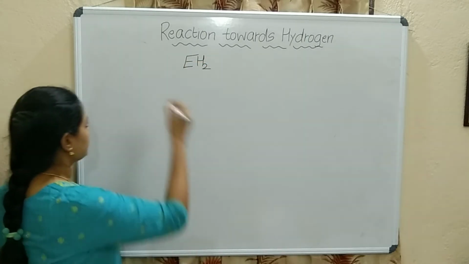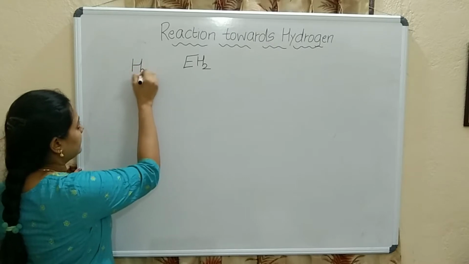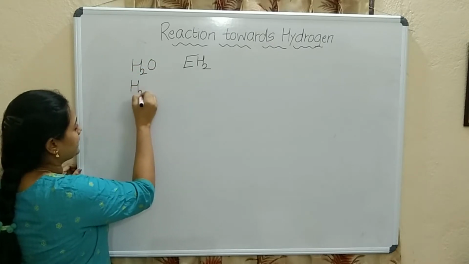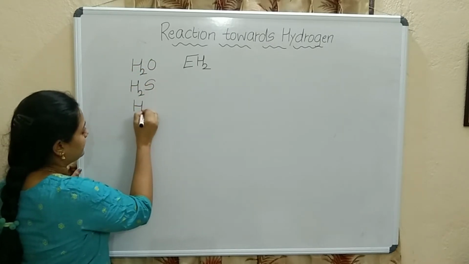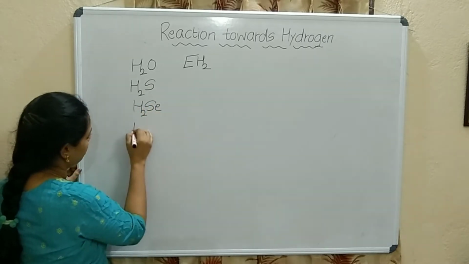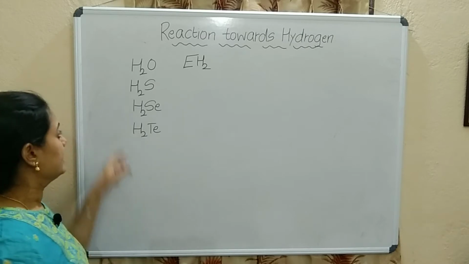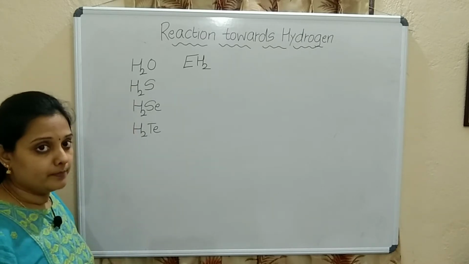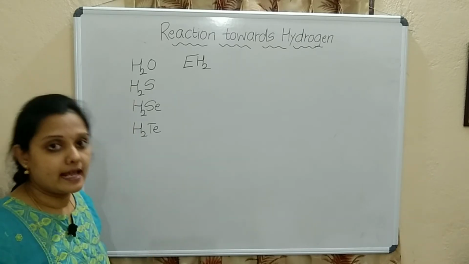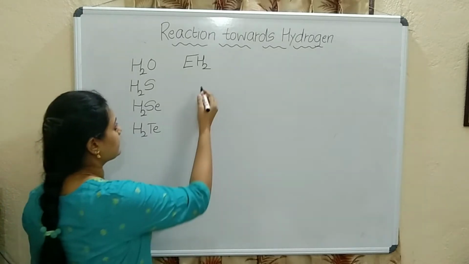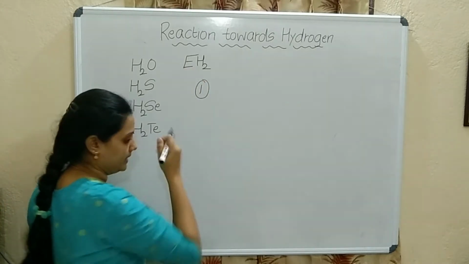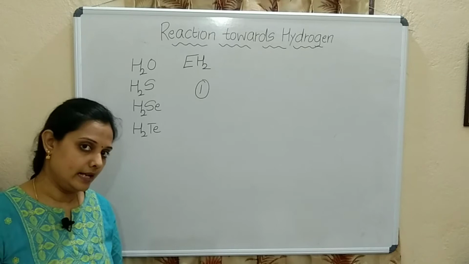EH2 type. So we will write the hydrides here: H2O, H2S, H2Se and H2Te. They are the hydrides formed. Correct? Now let's check their characteristics, the characteristics of hydrides formed by group number 16 elements.